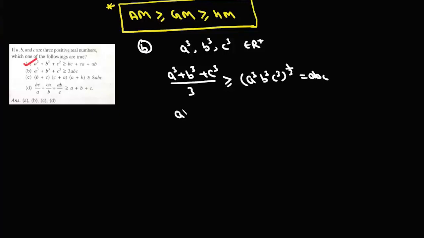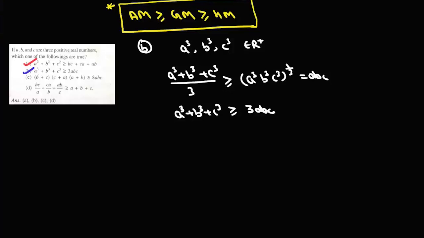So if we rearrange, we can write A cube plus B cube plus C cube is always greater than or equal to 3 times ABC, which means this option B is also correct.